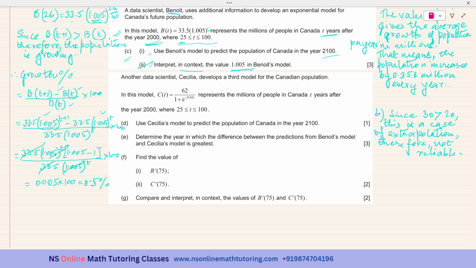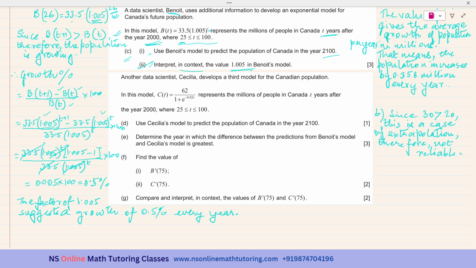Okay. So the factor of 1.005 suggests a growth of 0.5% every year. Okay, fine.